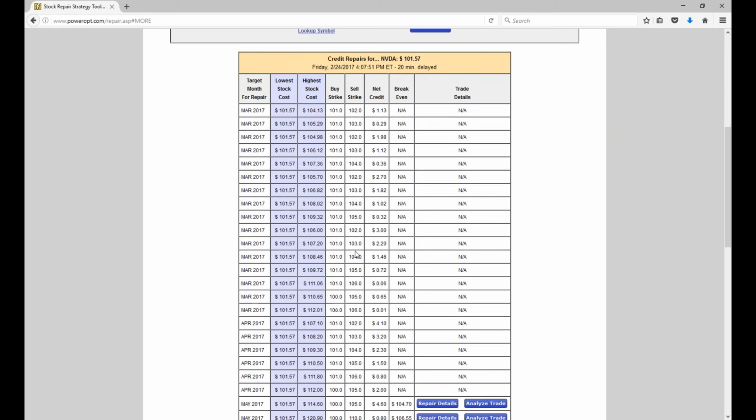Now what this tool, not great, but not bad, okay, not bad. What this tool tried to do is build various ratio repairs where we're going to sell 2 calls and buy 1. Now, if you can't do a ratio spread in your account, you still may be able to do the stock repair because your broker could just see it as a covered call with a bull call debit spread added. Now, in general, we want to do this at a credit. And as we see here, let me just highlight this.